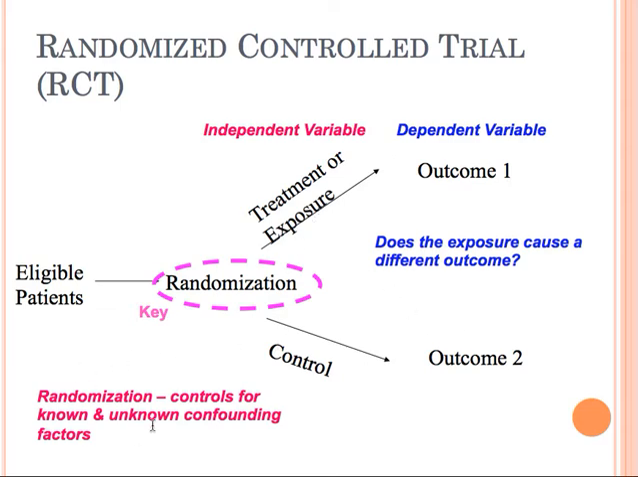Now, it's important to understand why randomization is important. Randomization is important because it controls for known, and here's the key, unknown confounding factors, so that they're both equally distributed in the treatment group and the control group.